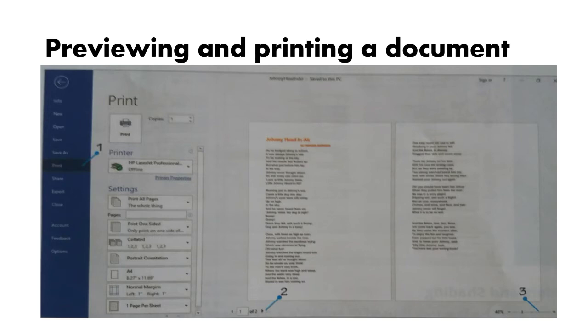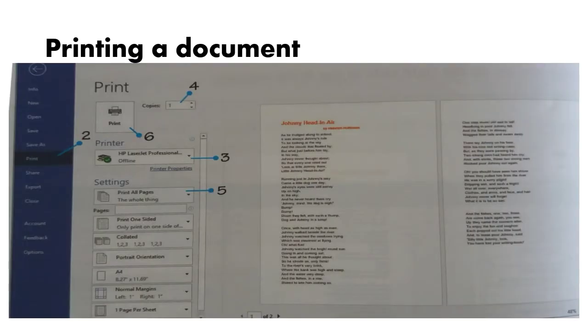Previewing a document. Before taking a printout of a document, we can see what it would look like on the computer screen by using the Print Preview option. This option allows us to adjust the layout of the document before printing it and helps us save printer ink and paper. To preview a document, follow these steps.